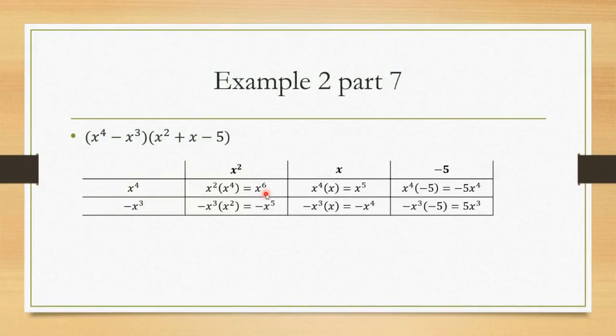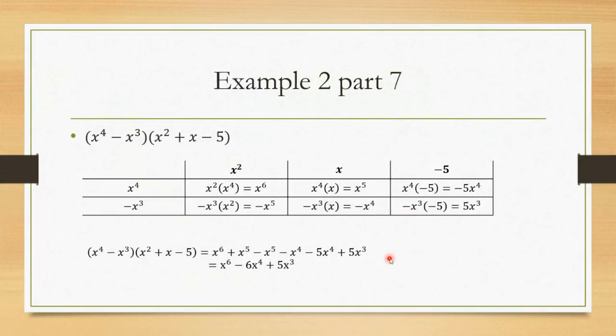Finally, we're going to add these grid entries together to get our polynomial, our product, I mean. Notice also that we have like terms on these diagonals. That can happen.